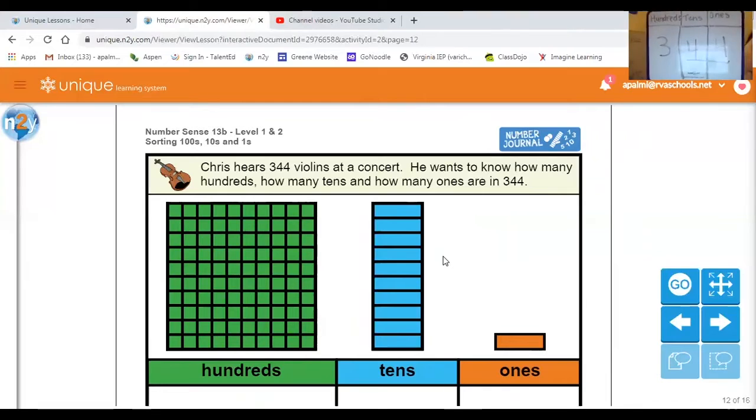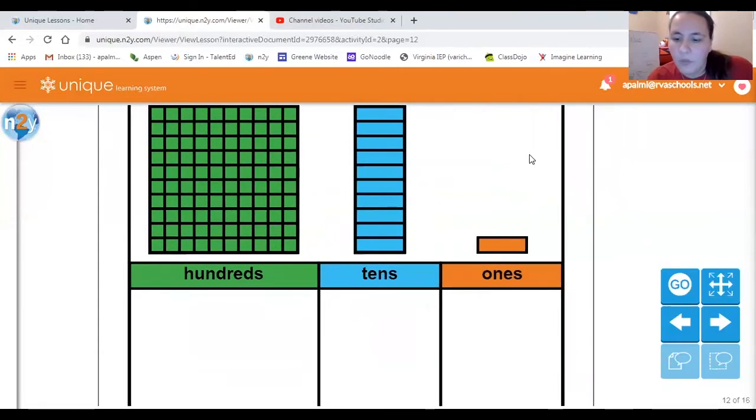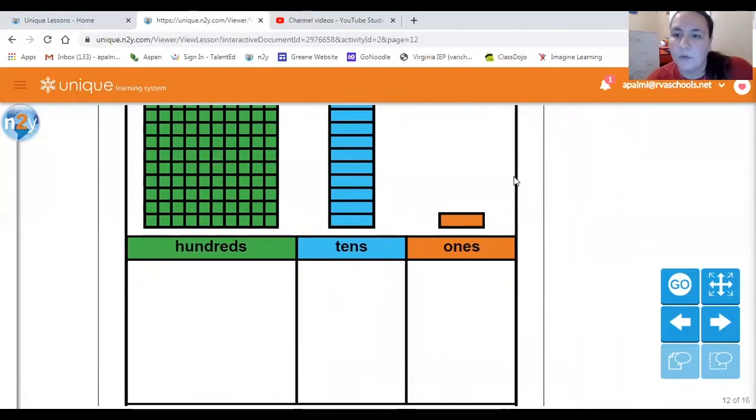Okay, so here is my number in my place value chart. Remember, when we're reading this number, we are going to touch the first number and then touch the word hundred to remind us when we read the number to say the word hundred. So let's do it together. 344.